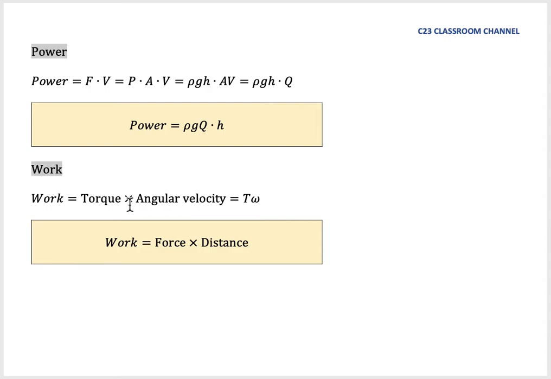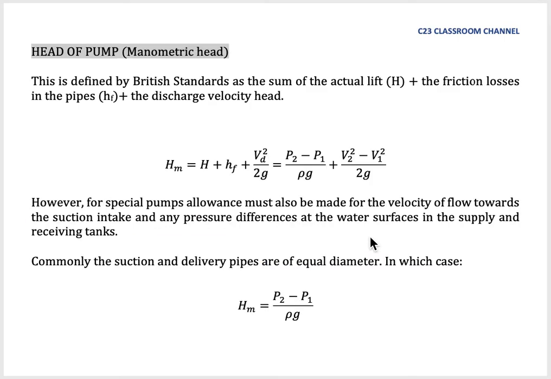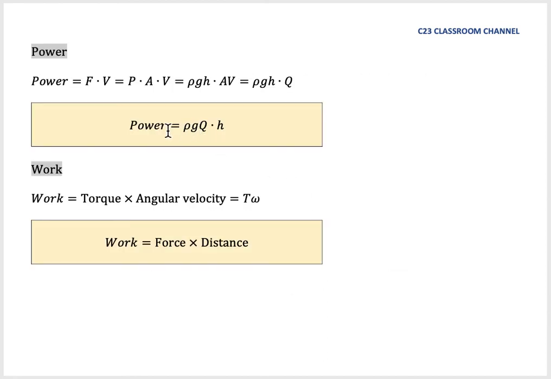Work is torque times angular velocity, so it is equal to T times omega. And work can also be calculated using the idea of force times distance. Then, when we calculate the power here, we have rho, g, Q, and H. So the H here is the head.